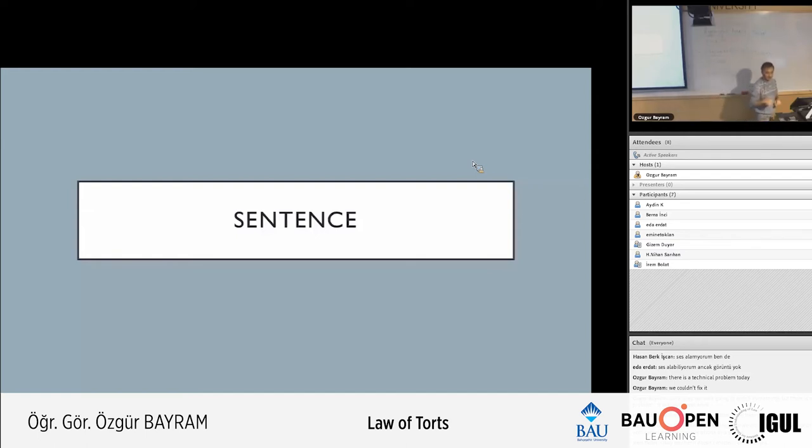Only in civil. The jury has that authority. But in criminal, just guilty, not guilty, that's it. And the judge gives the sentence, okay? Like 10 years imprisonment or whatever. He was convicted of murder. Suçlu bulundu.